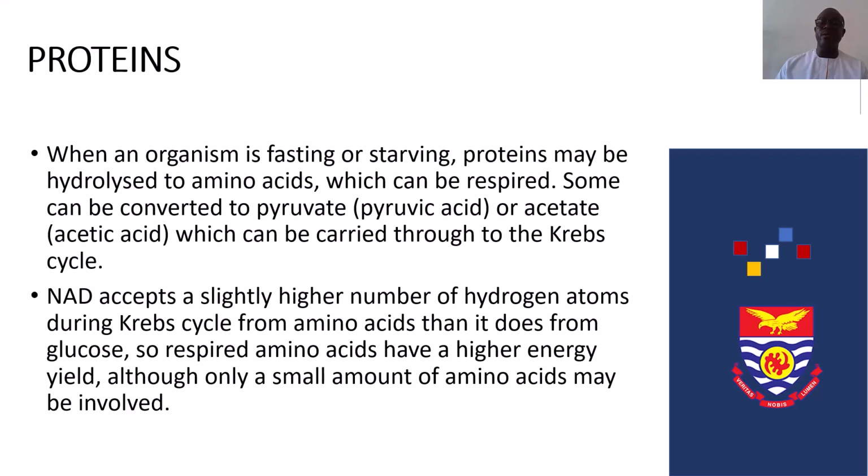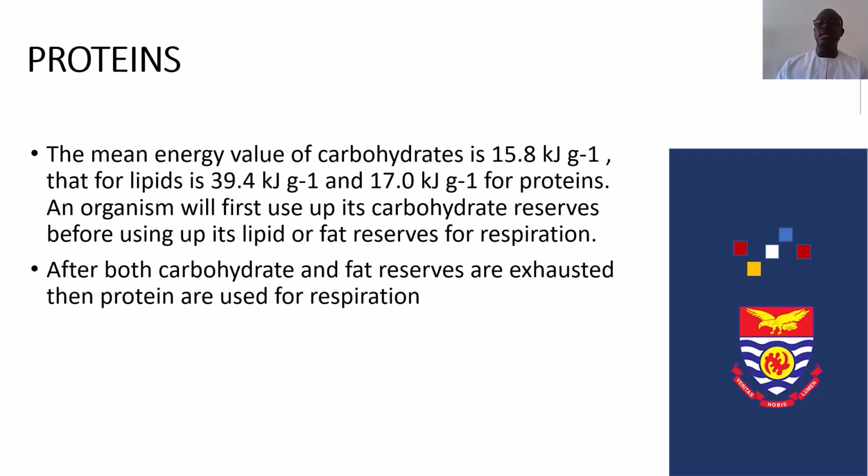Some can be converted to pyruvate or pyruvic acid or acetic acid, which can be carried through to the Krebs cycle. NAD accepts a slightly higher number of hydrogen atoms during the Krebs cycle from amino acids than it does from glucose. So respired amino acids have a higher energy yield, although only a small amount of amino acids may be involved. The mean energy value of carbohydrates is 15.8 kilojoules per gram. That for lipids is 39.4 kilojoules per gram and 17 kilojoules per gram for proteins.